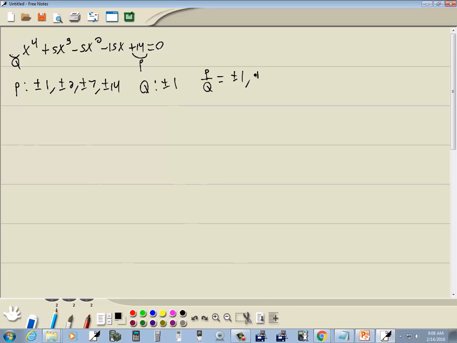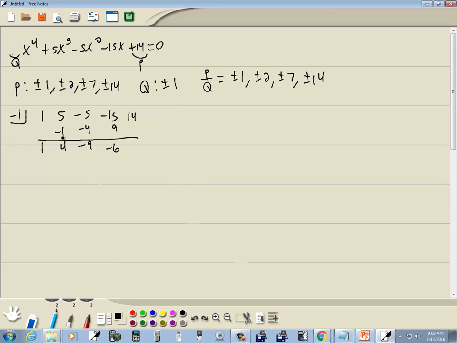2 over 1 is 2. 7 over 1 is 7. And 14 over 1 is 14. Those are all of our possible answers. So we'll start going down through them, plugging in synthetic division to see which ones work. Okay, so I'll add, multiply, add, multiply, add, multiply.